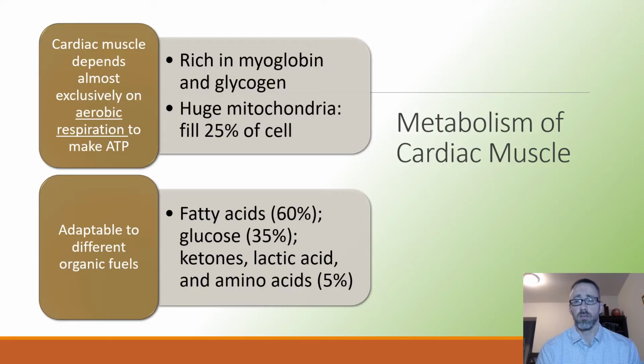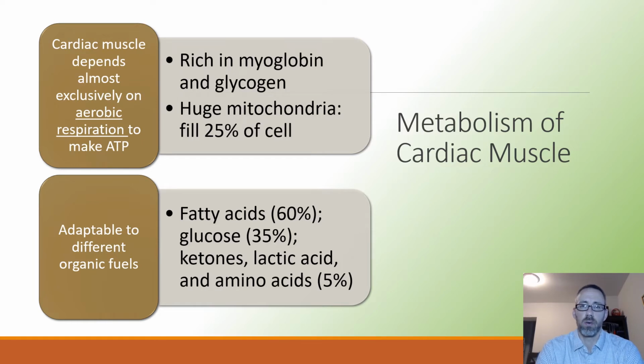Okay, so in terms of metabolism of the cardiac muscle, it's almost exclusively aerobic respiration, and it obviously requires a lot of ATP because it is working your entire life, right? It's constantly contracting and relaxing, contracting and relaxing. If your average heart rate is about 75 beats per minute, that's contracting and relaxing in about 0.8 seconds or so. So it's working very hard all the time.